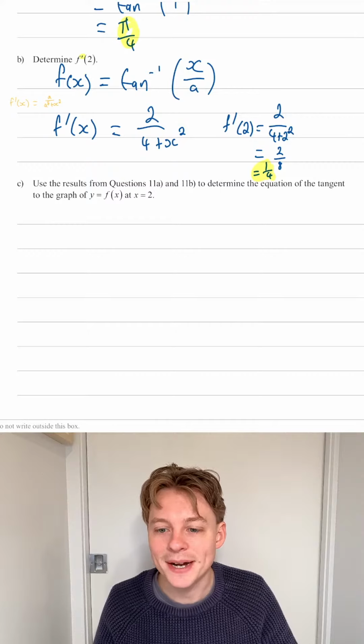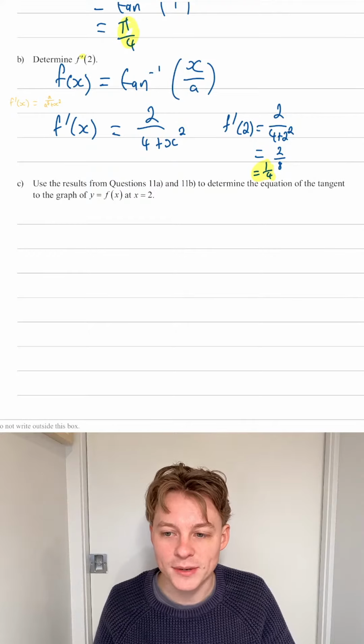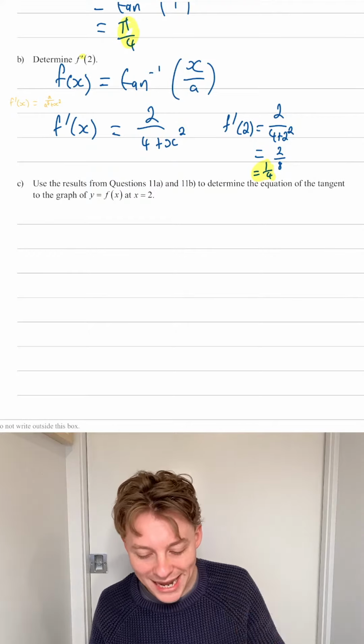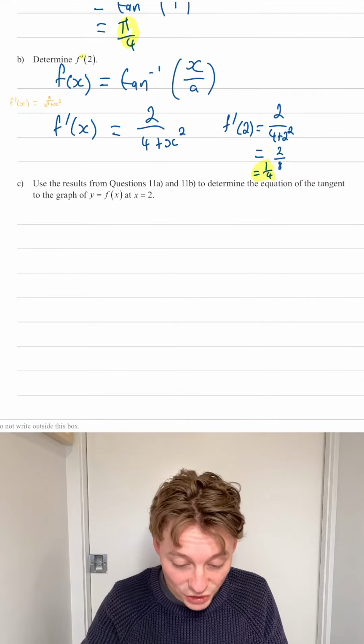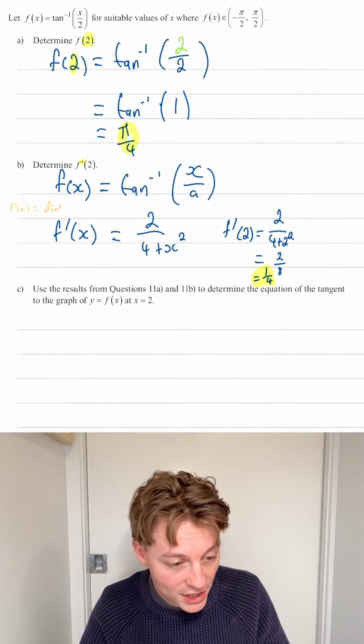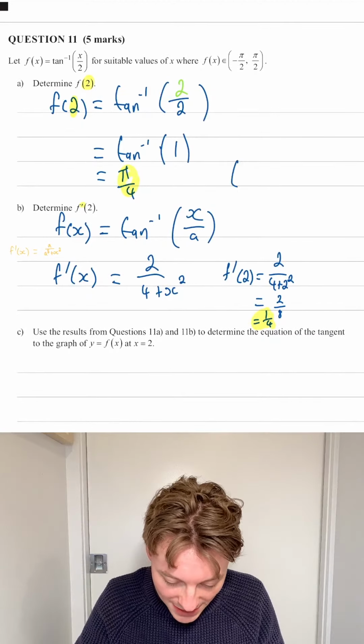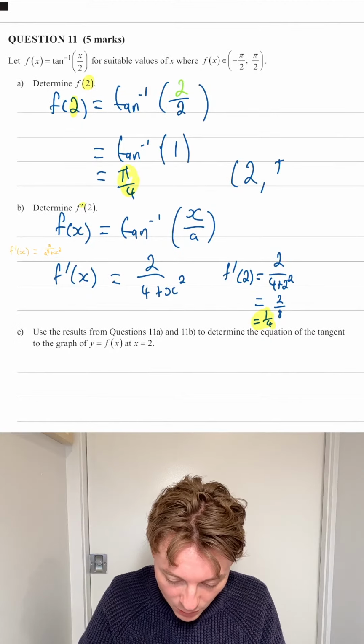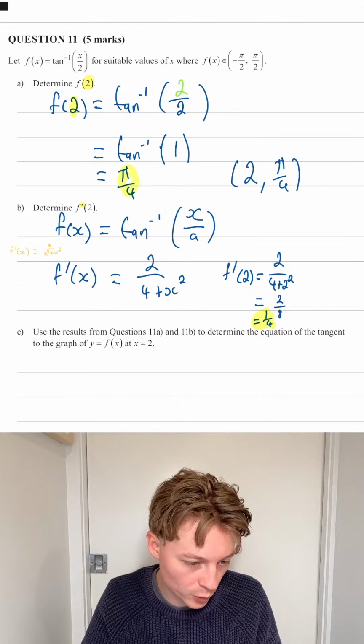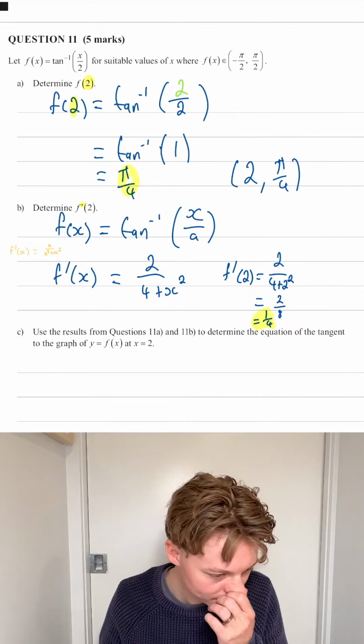Parts A and B have both given me some very important values. In part A, I found essentially a coordinate point. I know from part A that when my x coordinate is 2, my y coordinate is pi on 4. So that's what part A tells me.